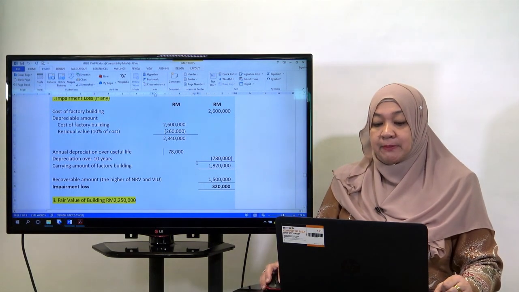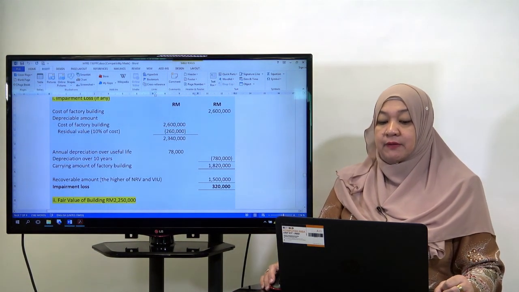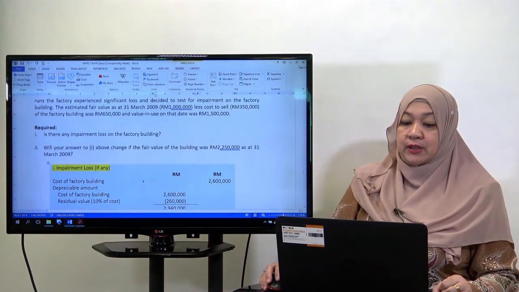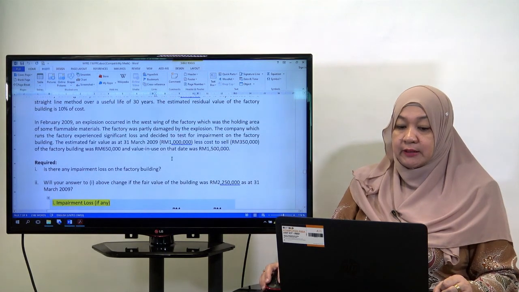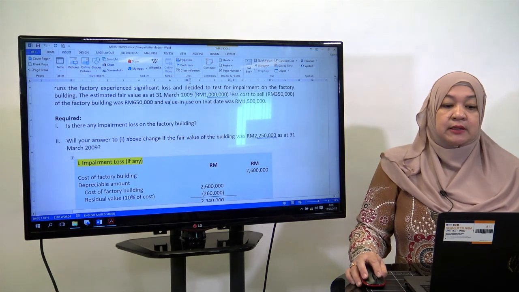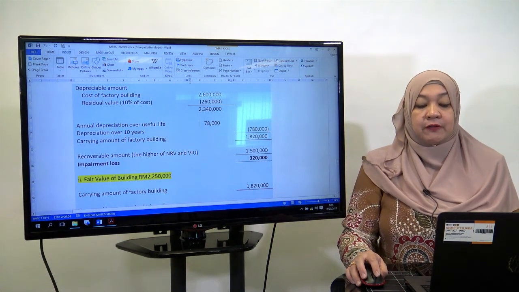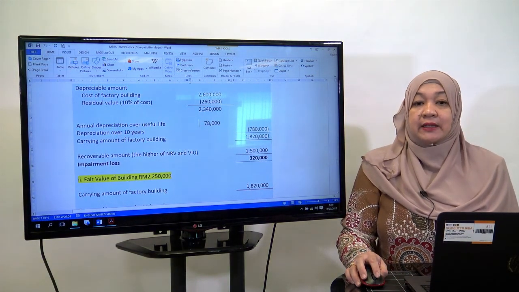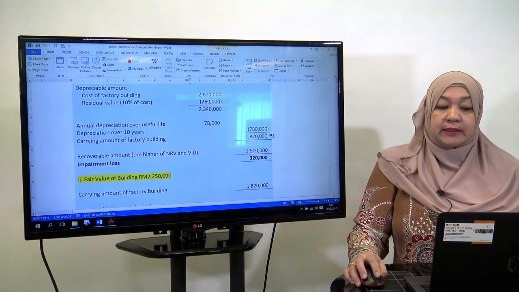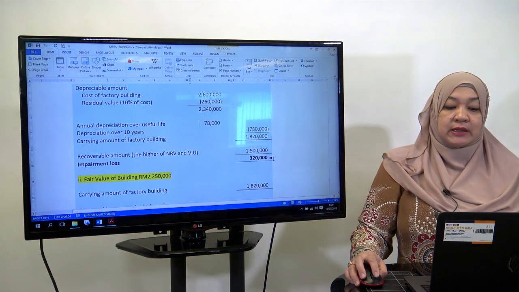Now we need to compare the carrying value of the factory building with the recoverable amount. To determine the recoverable amount, we take whichever is higher between net realizable value and value in use. They have informed us that the net realizable value is 650,000 and the value in use is 1.5 million. So we take 1.5 million and compare with our carrying value. We find that there is an impairment loss because the recoverable amount is lower than the carrying amount. That leads to an impairment loss of 320,000.